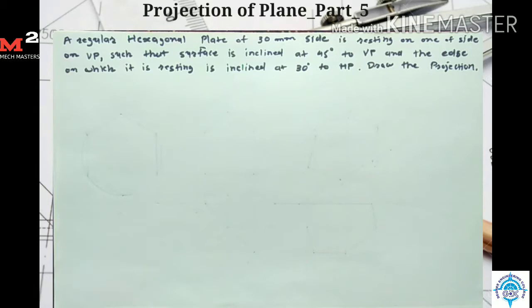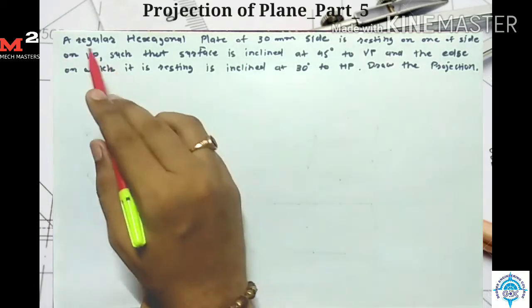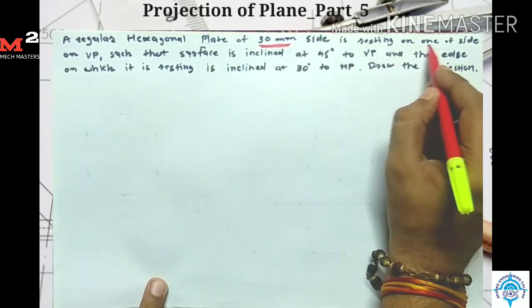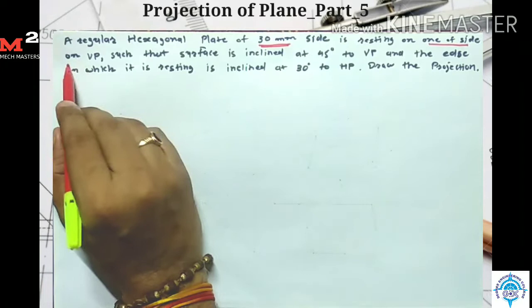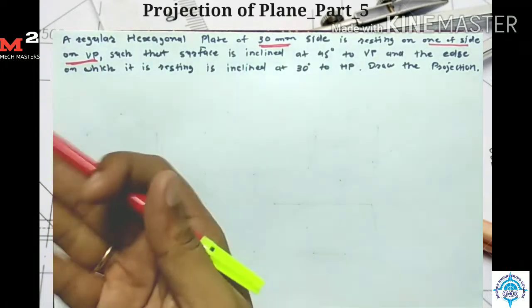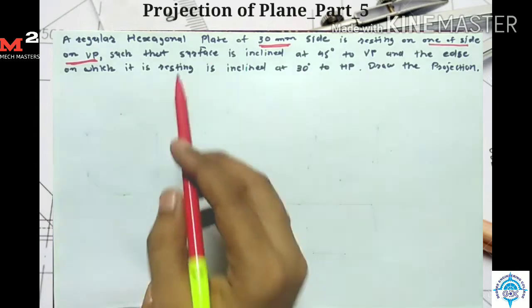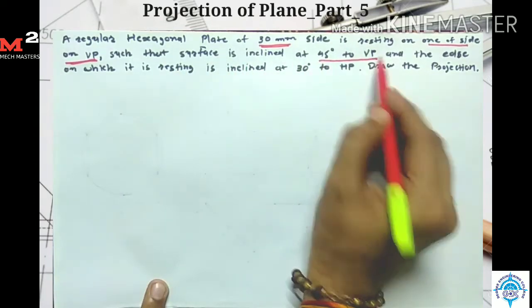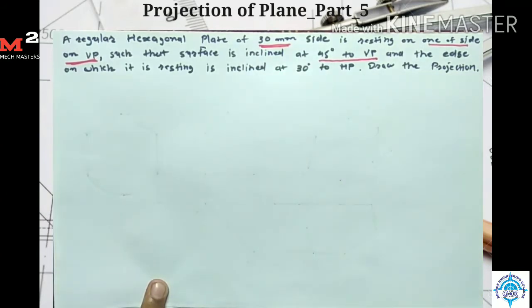Let's see another problem of a hexagonal plate. In this question, it is given that the regular hexagonal plate of 30 mm side is resting on one of its sides on VP. So here the plane is resting on VP, so we draw the hexagon on the vertical plane, such that the surface is inclined at 45 degrees with VP. So phi is equal to 45.